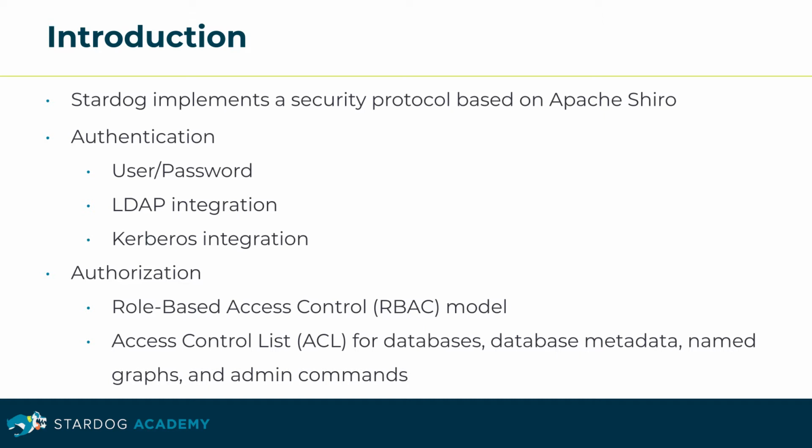At its heart, this means that specific permissions are applied to various roles in the system, and then individual users are given combinations of those roles to determine their overall effective permissions. These work together to create access control lists, or ACLs, for individual databases and their metadata, specific named graphs within those databases, and administrative commands.